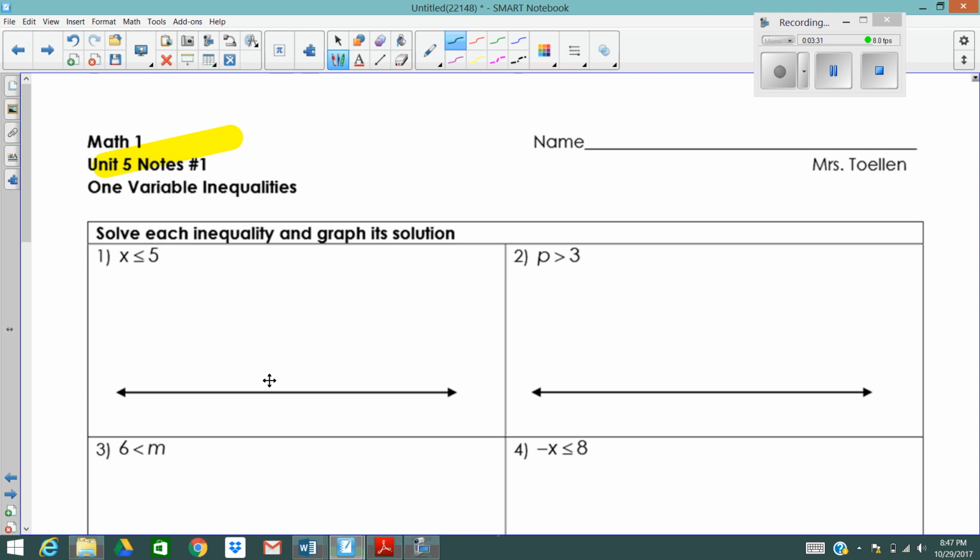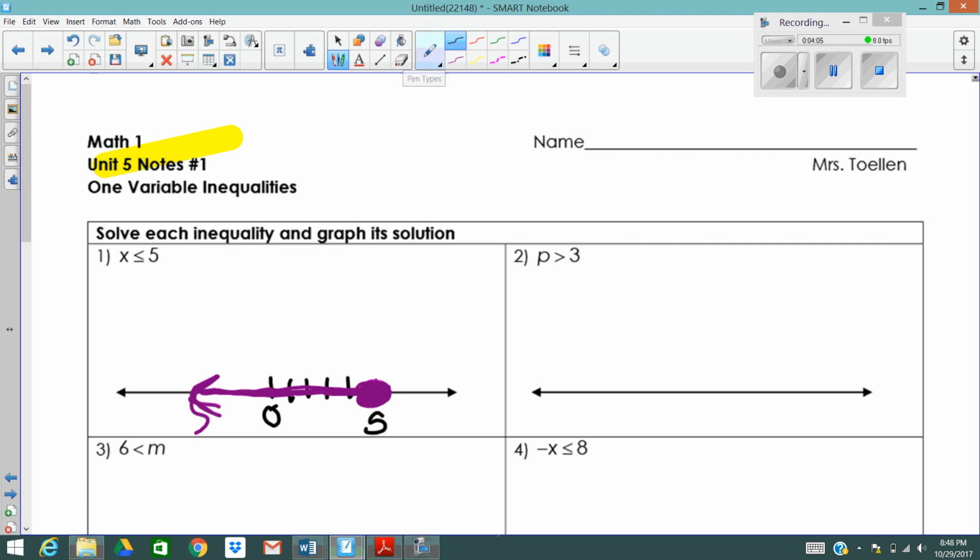So I'm going to graph that. 0, 1, 2, 3, 4, 5. And since it's less than or equal to, I'm going to want a filled in circle and everything to the left is part of my solution. So filled in circle at 5 and everything to the left. So that is my solution for x is less than or equal to 5.